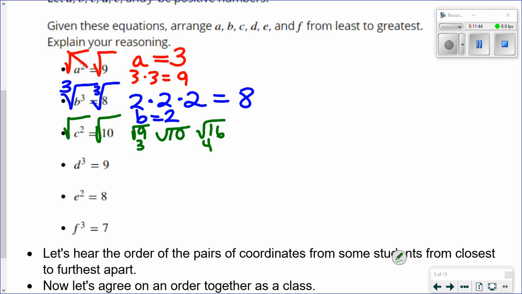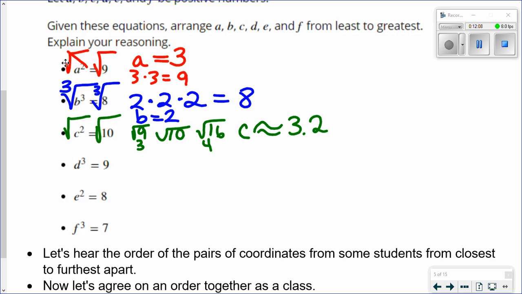So I am going to approximate example C a little bit closer to 3 as opposed to 4. So maybe around 3.2 would be a good approximation. Okay, so hopefully you've got something very close to mine. If it's not exactly 3.2, as long as it's close to that, we should be good. All right, let's go ahead and look at D now.